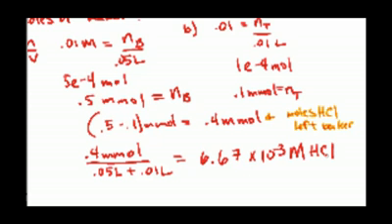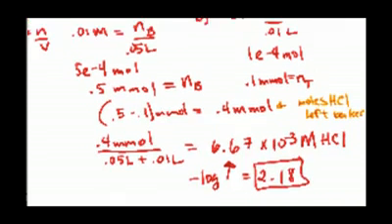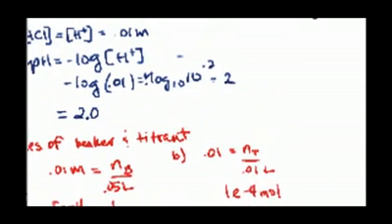So then, when you take the negative log of that, you get a slight increase in pH from 2, to 2.18 as your new pH. So you added a little base, the pH went up a little bit, which is kind of what you expect.